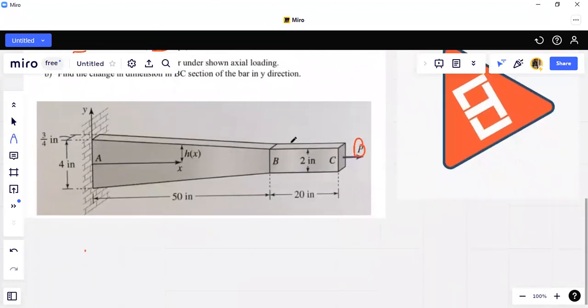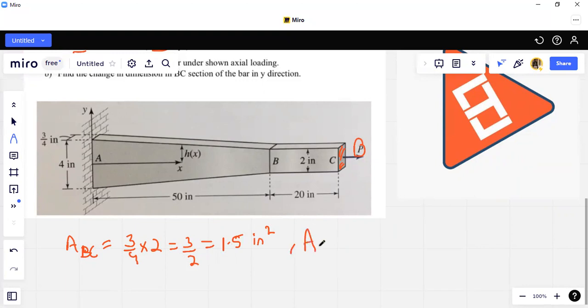Let's calculate the area of this cross section BC. What will be the area of this cross section BC? The area of BC will be this depth into this height. This height you can see is 2 inch, and it is uniform throughout the length. The depth is 3 by 4 of an inch. So I can write 3 by 4 multiplied by 2, which will become 3 by 2, that is 1.5 inch square. This is the area of cross section of BC.